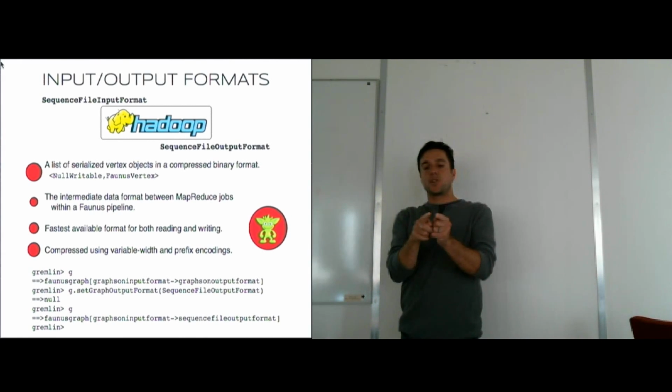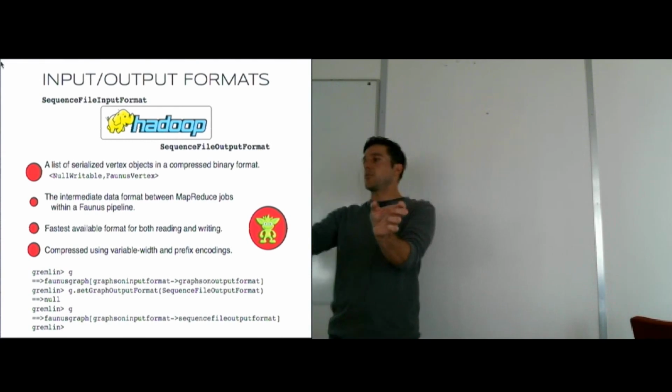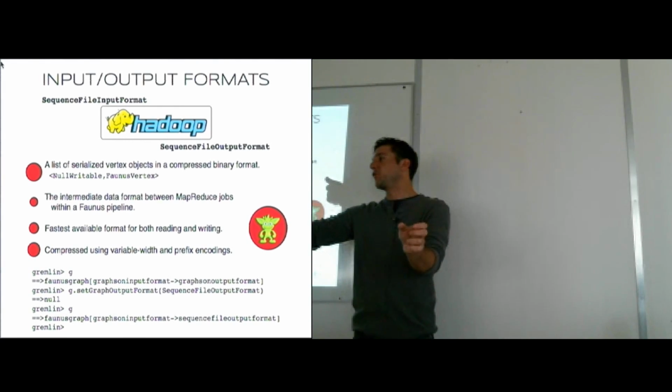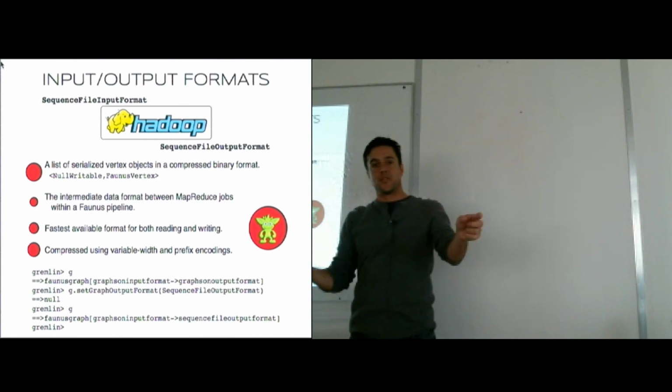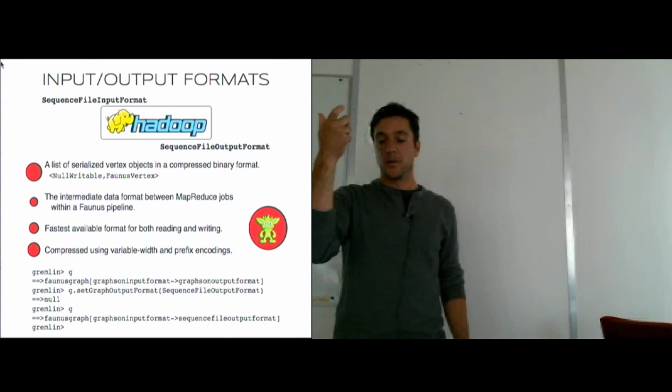You can do various tricks in compression. For example, I can group all the edges that are friendship edges under one friend label, like a prefix encoding, and then all the works for edges, so I don't have to do friend, works for, friend, works for, friend, works for. I don't have to repeat that string over and over and over.